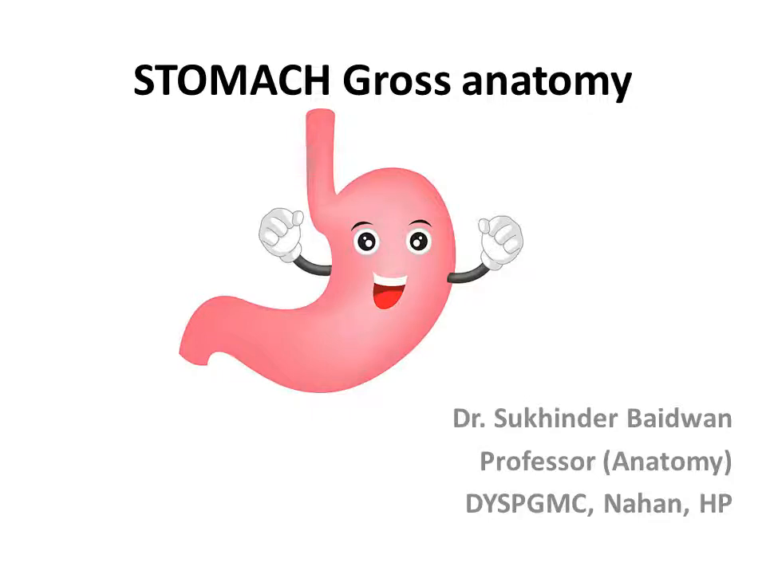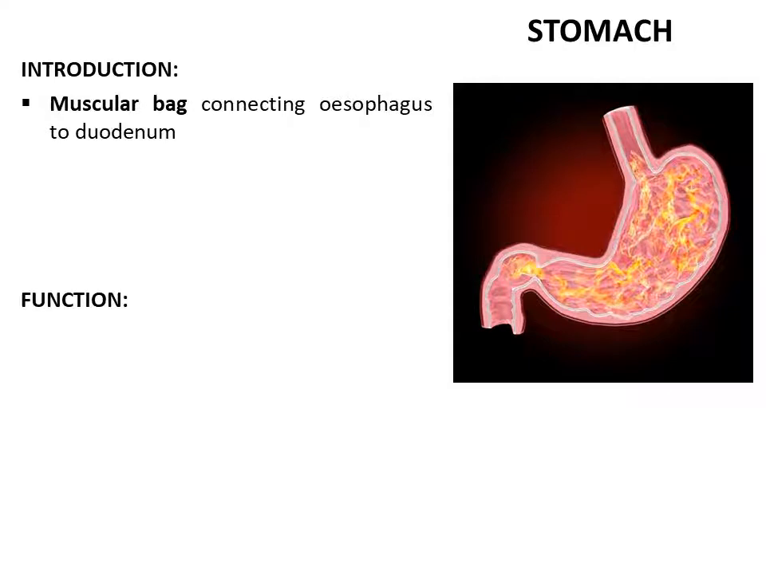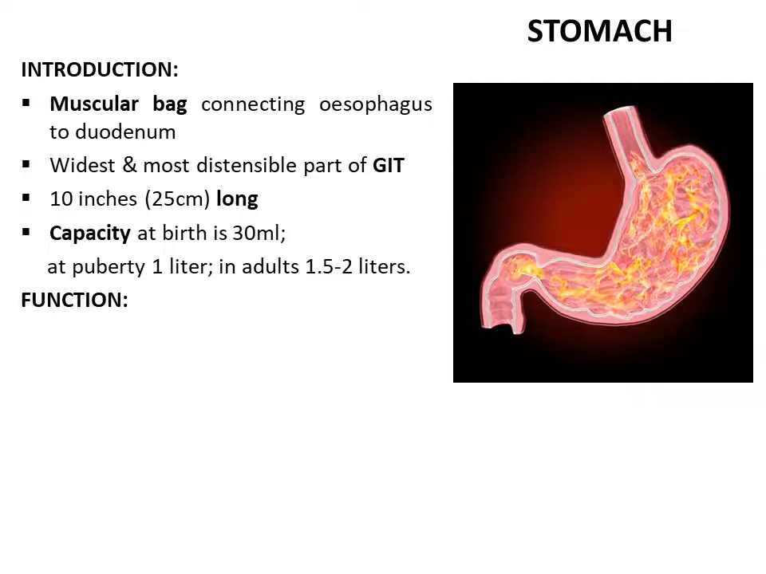The gross anatomy of stomach. The stomach is a muscular bag which connects the lower end of esophagus superiorly to the first part of duodenum inferiorly. It is the widest and most distensible part of GIT. It is approximately 10 inches or 25 centimeters in length.